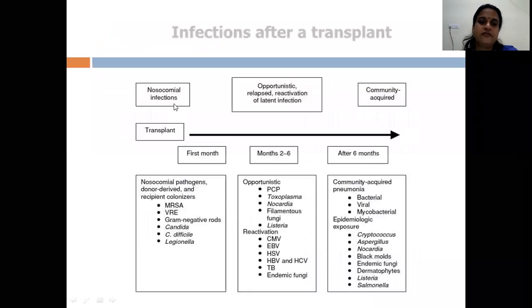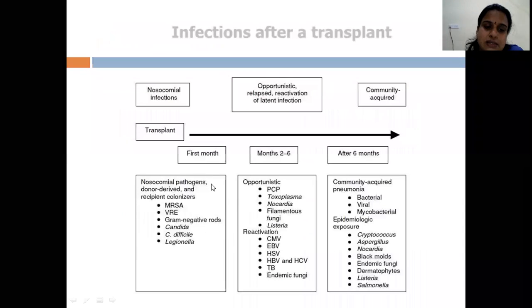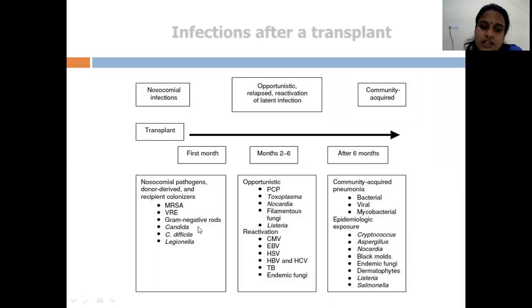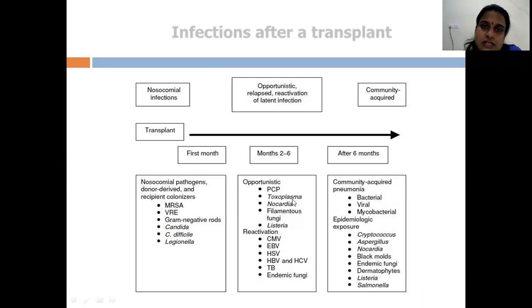So what are the various infections after the transplant? It could be nosocomial infections, opportunistic infections, or community acquired infections. In the first month, it is nosocomial pathogens like MRSA, gram-negative bacilli, candidal infections, and Clostridium difficile. In 2 to 6 months post-transplantation, opportunistic infections with toxoplasma, pneumocystis carinii, fungi, and listeria. Also, reactivation of latent viral infections. And after 6 months, it is community acquired, either bacterial, viral, or mycobacterial.